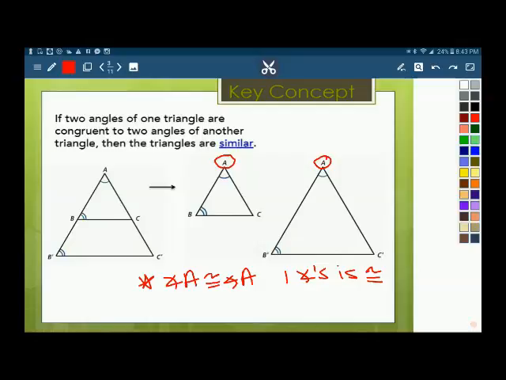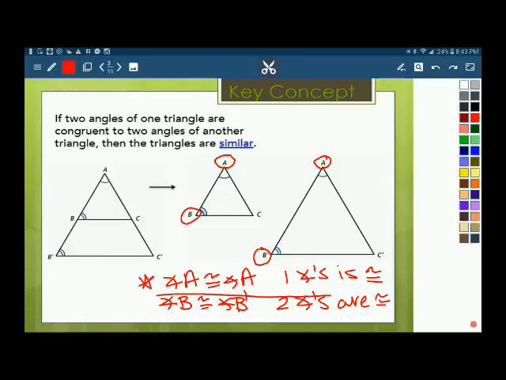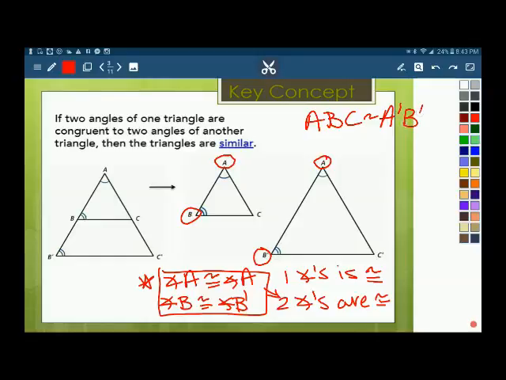We need two. So we have one pair of angles congruent listed. Well, we already had marked B and B prime with the double arcs, which also shows you that they are congruent to each other. So angle B is congruent to angle B prime. So that's two sets of angles that are congruent. That's what we need. These two prove that two angles are congruent in each, which tells us that the two triangles are similar. So ABC is going to be similar to A prime, B prime, C prime.